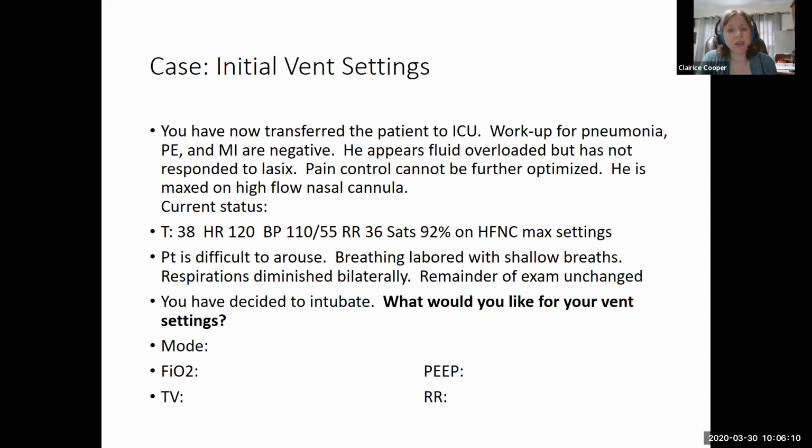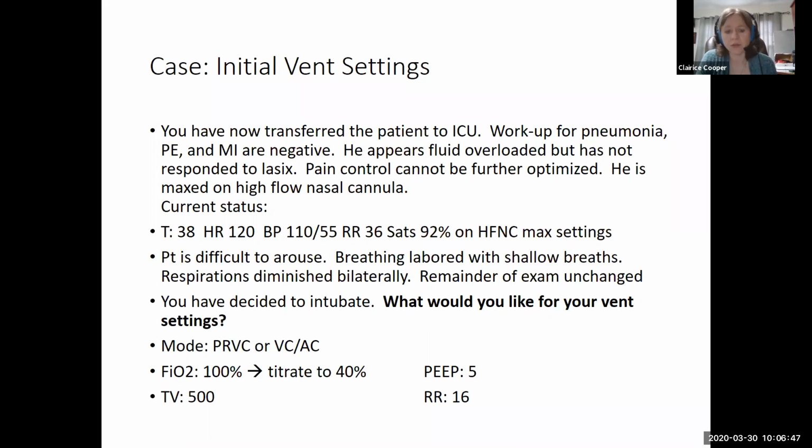So for this patient, you've decided to intubate him, and the question is, what would you like for your initial vent settings? We talked about this in part 1. So please pause and think about what your initial settings would be for this patient. There's no perfect answer here, and I didn't give you all of the information about the patient, but consider what would be reasonable for a typical patient in these settings.